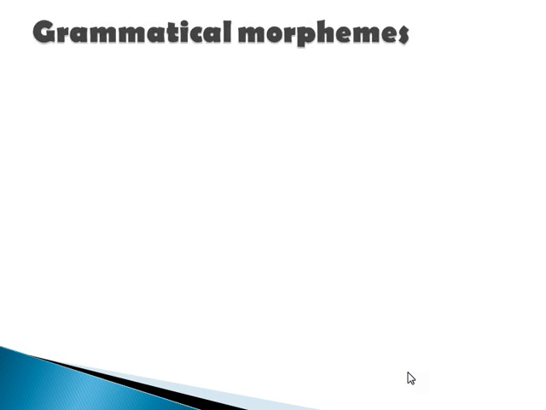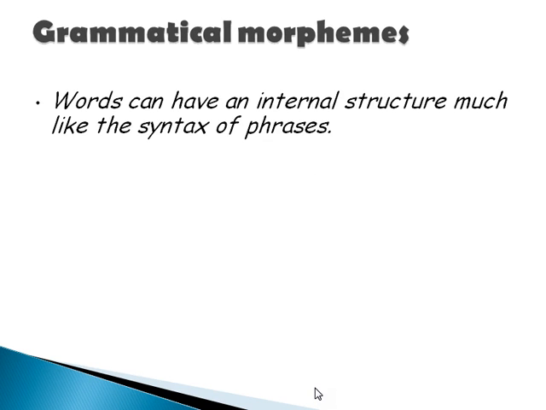Right. So today we are talking about grammatical morphemes. We talked about content morphemes the class before, and now grammatical morphemes. Now, grammatical morphemes are words that can have an internal structure, much like the syntax of phrases. When I talk about grammatical morpheme, I'm talking about the syntax of the word.